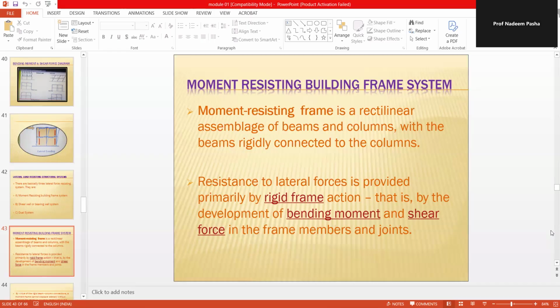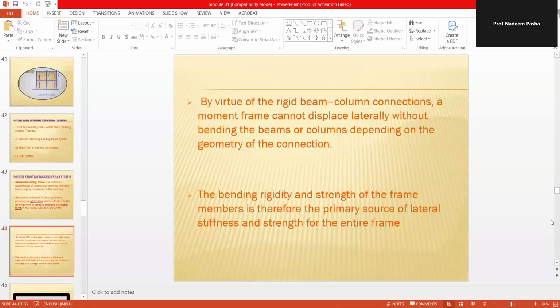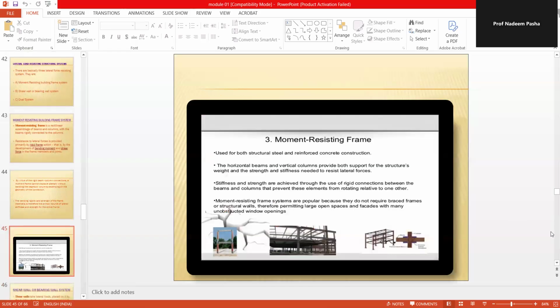Resistance to lateral force is provided primarily by rigid frame action, that is by the development of bending moment and shear force in the frame members and joints. By virtue of the rigid beam-column connections, a moment frame cannot displace laterally without bending the beams or columns, depending upon the geometry of the connection. The bending rigidity and strength of the frame members is therefore the primary source of lateral stiffness and strength for the entire frame. Moment resisting frames are used for both structural steel and reinforced concrete construction.